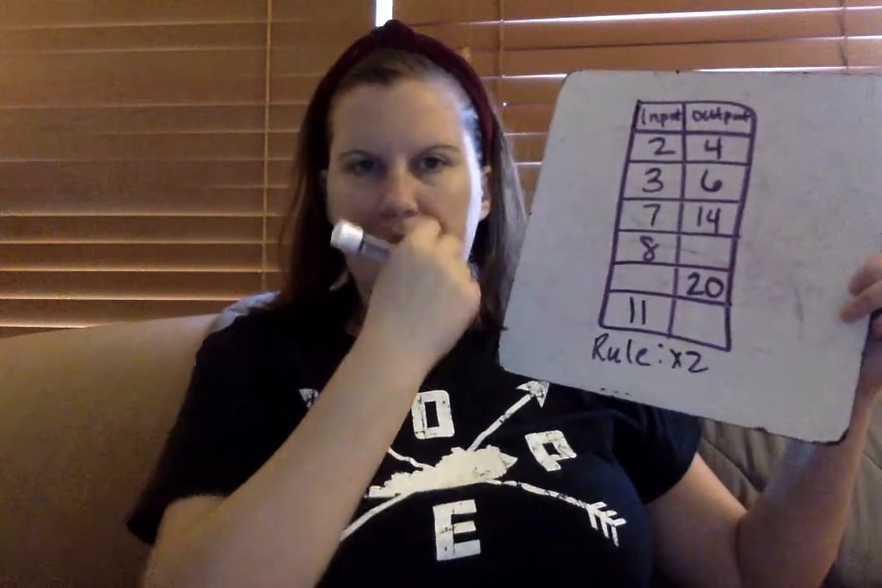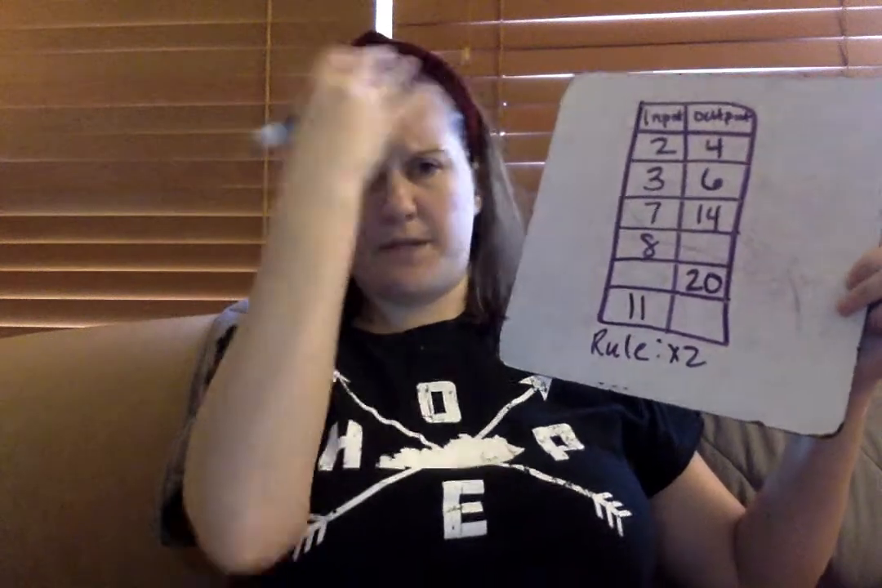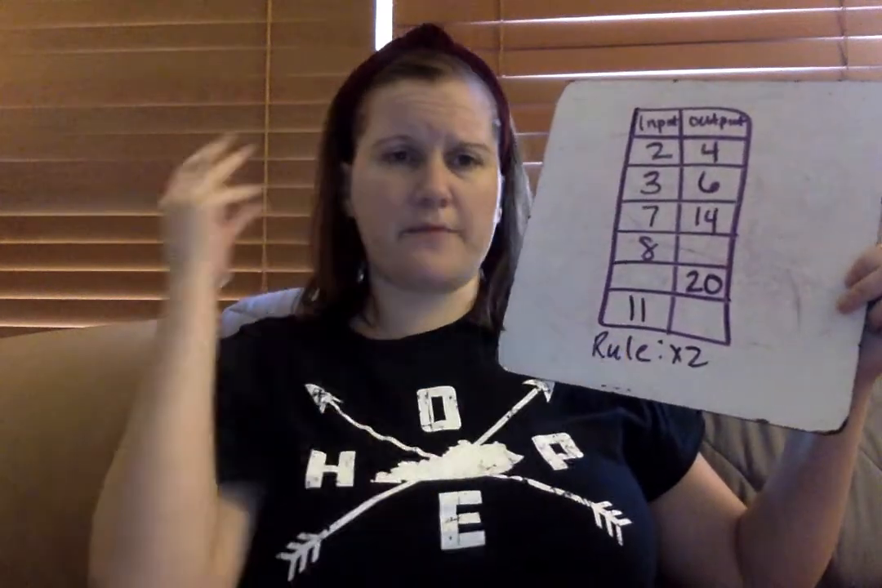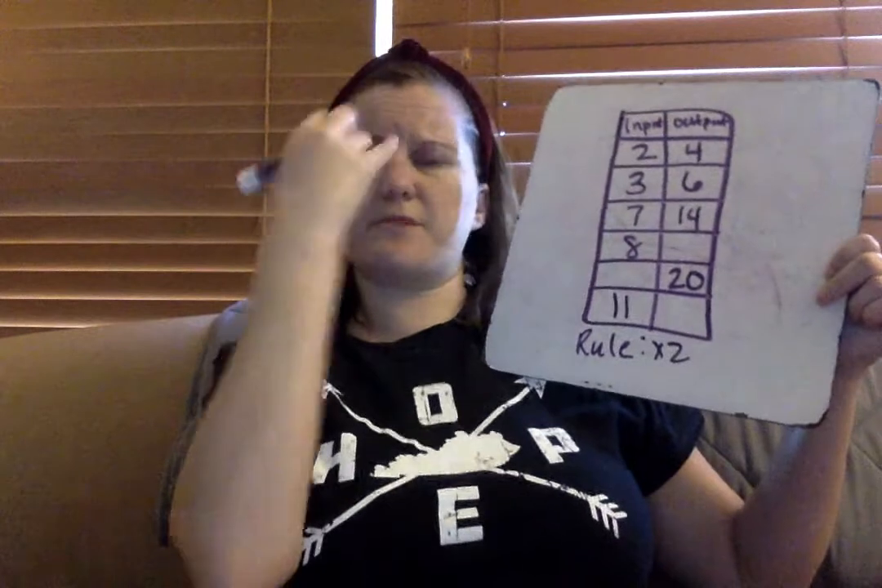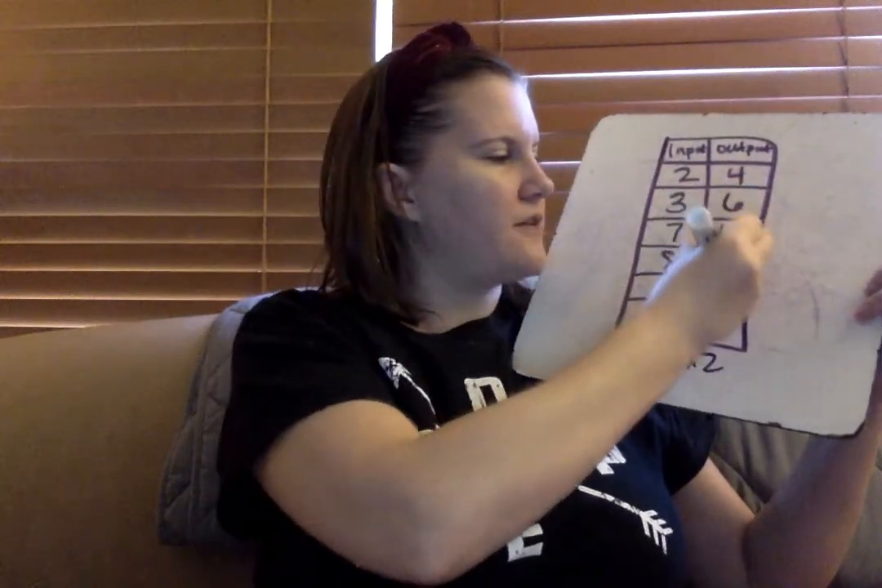All right, so now I have an input of 8. What's my output? So I'm going to put an 8 in. Something's going to happen. I know the rule is times 2, so I'm doing 8 times 2. What pops out? A 16.